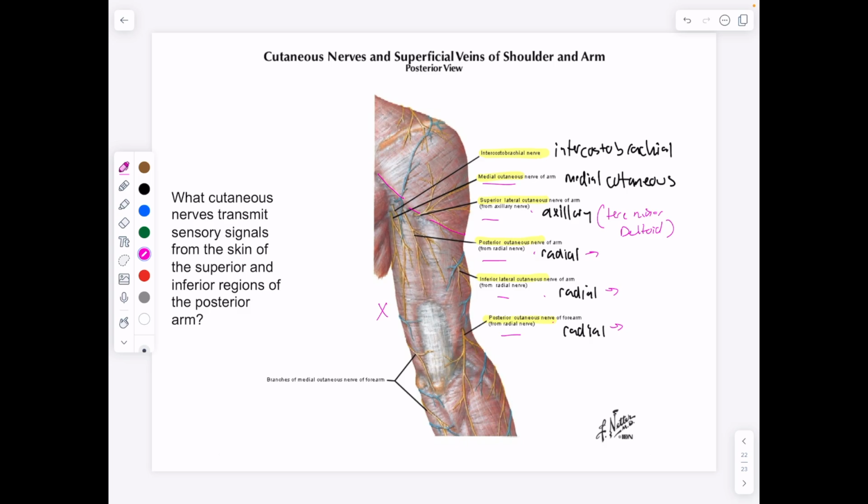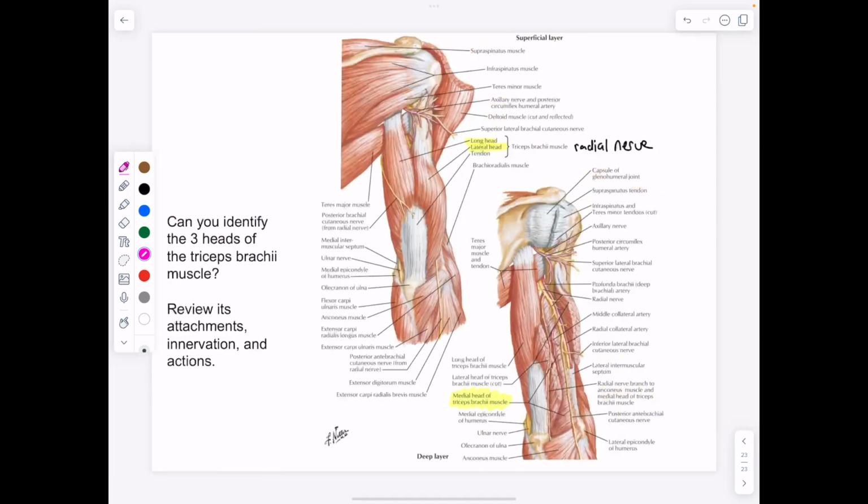And then we have the medial cutaneous nerve of the arm. Yeah, good luck remembering that, but we'll try our best. And then we have the intercostobrachial nerve as well. All right, I think that's just about it.